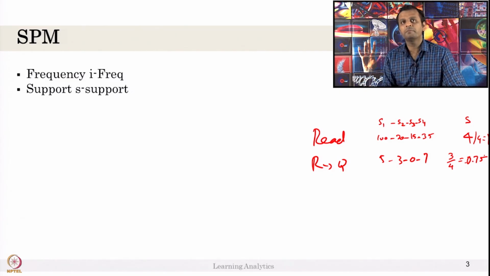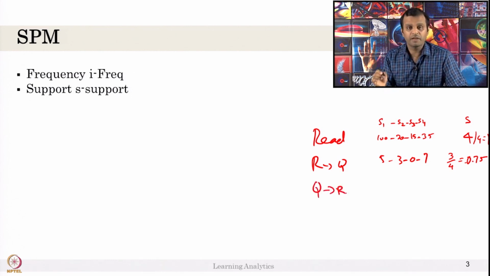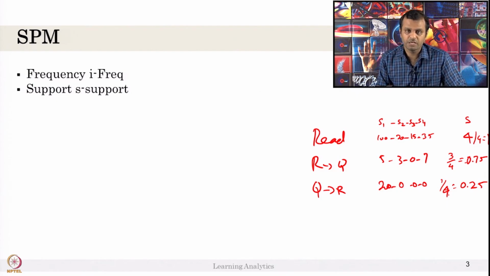For example, if I identified a pattern, say quiz to read, and it occurred for one student 20 times and 0, 0, 0 for the others, it is very interesting, but only one student has it. Do you want to consider this pattern quiz to read in your analysis? That will be defined by the S support.